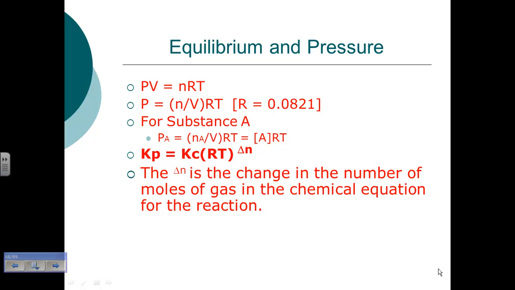The delta n. Well, delta we know stands for change, and n is the number of moles. Delta n is the change in the number of gaseous moles in the chemical equation, comparing products to reactants. Delta n is simply taking the moles of just gases, emphasize that to yourself, just gaseous product moles minus gaseous reactant moles. So it's just a subtraction from the coefficients of those things that are gases. Kc times RT raised to the delta n. Quite easy to use.